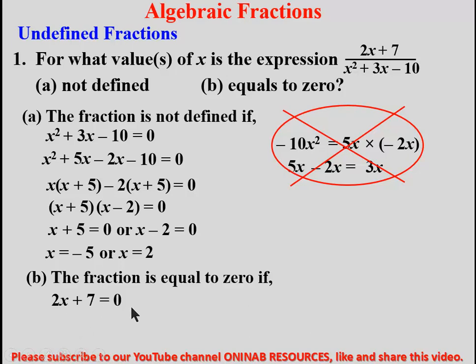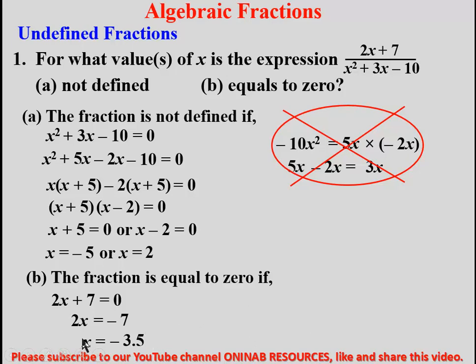If you have problem with linear equations, please watch some of our videos on linear equations. So we have 2x = -7. This positive 7 going to the right hand side becomes negative. So dividing both sides by 2, which is the coefficient of x here, we have x = -7/2, which gives -3.5. So I have x = -3.5.